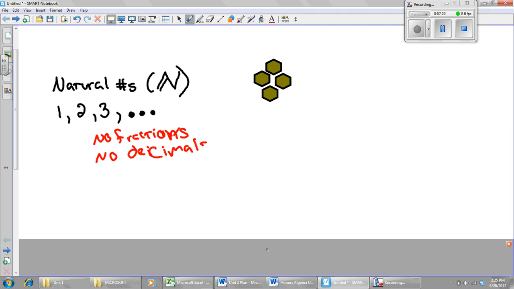There we go. My airliner is acting very strange. All right, so no fractions, no decimals.